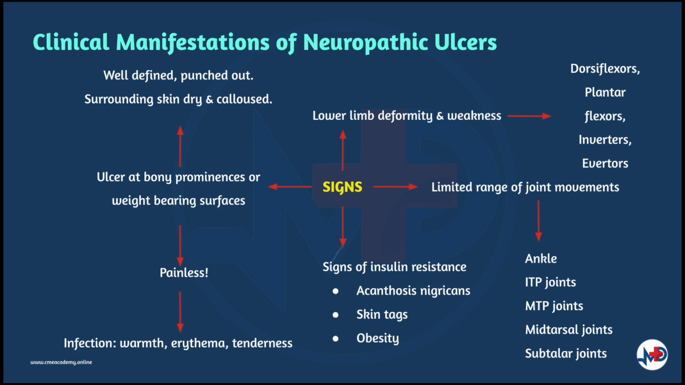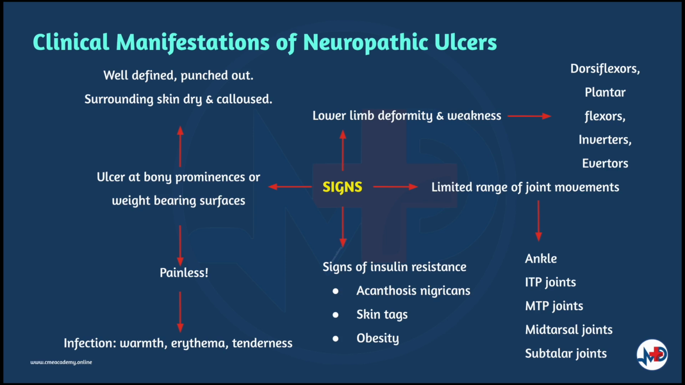Gross deformities of the lower limb may be noted and there might be limited range of motion at the ankle, interphalangeal joints, metatarsophalangeal joints, mid-tarsal joints and subtalar joints. The patient may also have reduced muscle power of dorsiflexors, plantar flexors, inverters and everters. The surrounding skin also may be dry and callous.